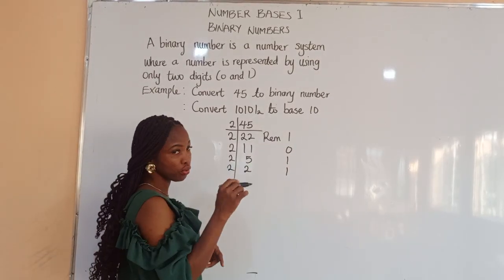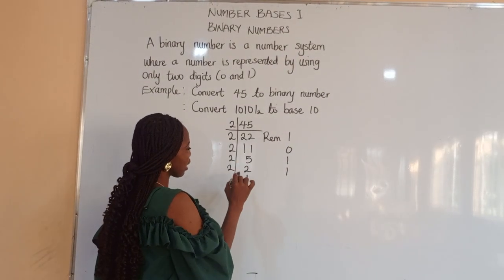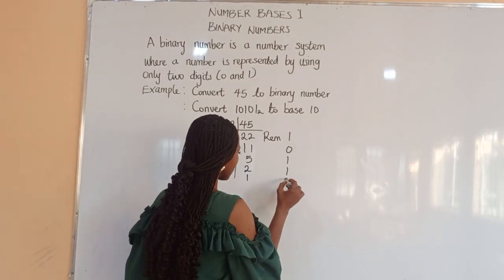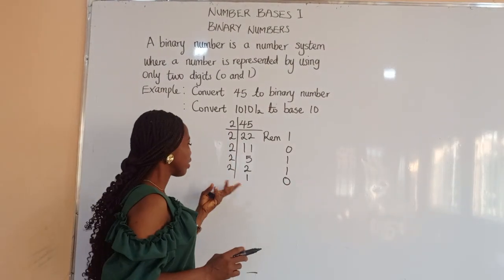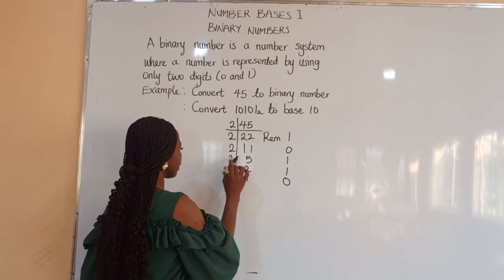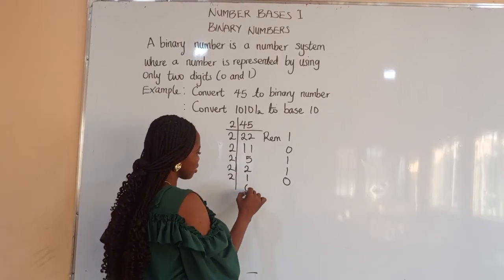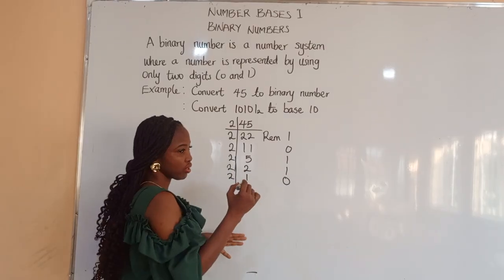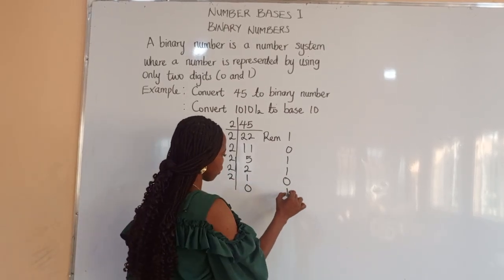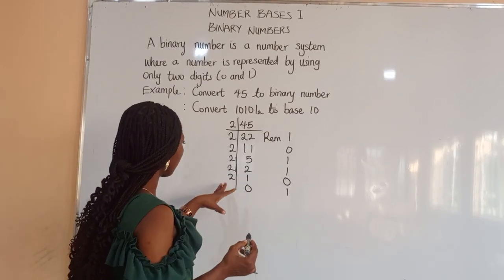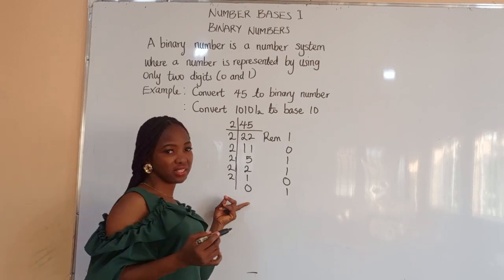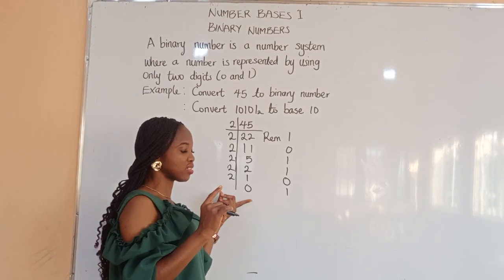2 divide 2 is 1. 2 times 1 is 2. That means the remainder is 0. Now we have gotten 1. You're not going to stop here. You will continue. 2 divide 1 is 0. 2 times 0 is 0. 1 minus 0 is 1. Now looking at this, we always stop at 0. We always stop at 0.